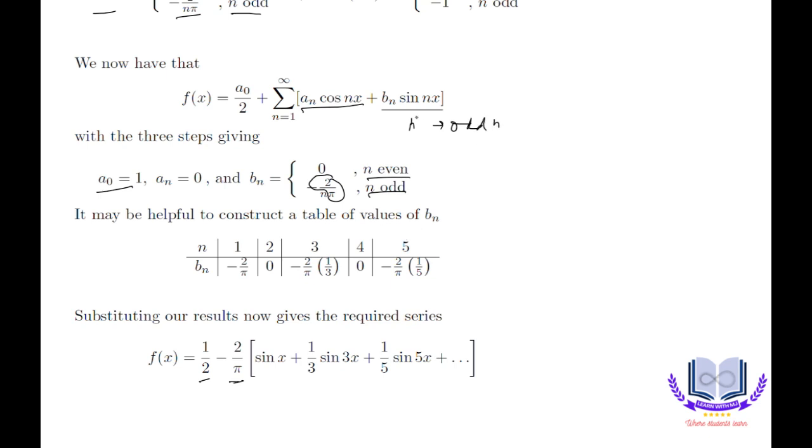So just directly put 1, 3 and 5 like that. So for n is equal to 1, we will get sin x. For n is equal to 3, sin 3x by 3. And for 5, sin 5x by 5, and so on. Okay. So this is the desired result for f(x) for the integration.